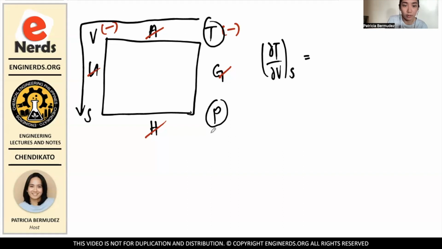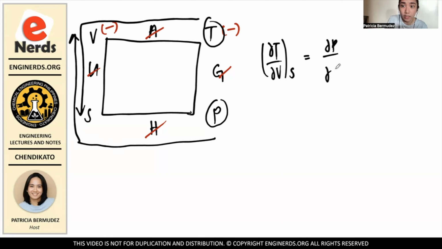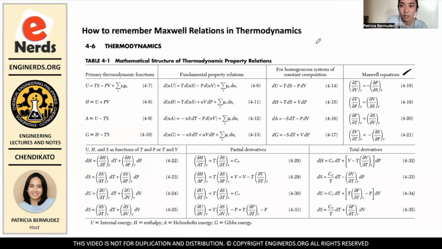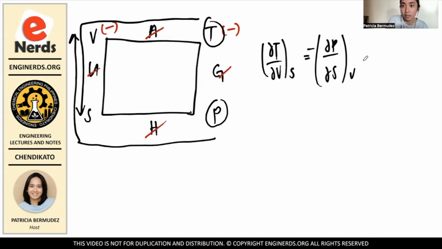But then this time, you have to go the opposite directions from P, and then you have to take 3 steps, like here. Ito, 1, actually 2, 1, 2. This one, you have to take 2 steps also. 1, 2. And saan ka huminto? Sa V, right? So you have to write the partial of P over the partial of S at constant volume. But since you stopped at the property na may negative sign, you have to put negative sign in here as well. And can we verify? Is it correct? So the partial of T over partial of V at constant S is equal to the negative partial of P over partial of S at constant V. And yes, it is the same, and therefore it's correct.